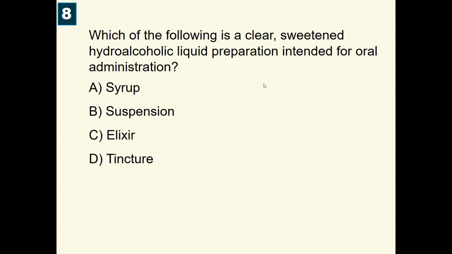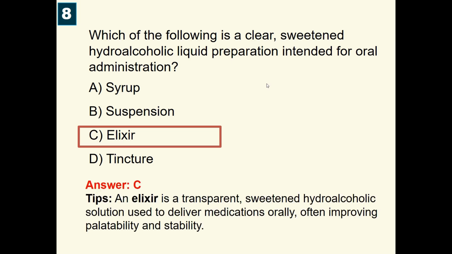Which of the following is a clear, sweetened hydroalcoholic liquid preparation intended for oral administration? A. Syrup. B. Suspension. C. Elixir. D. Tincture. Correct answer is elixir. An elixir is a transparent, sweetened alcoholic solution used for delivering medication orally, often improving the taste and also the stability. But this requires precaution because it contains alcohol.